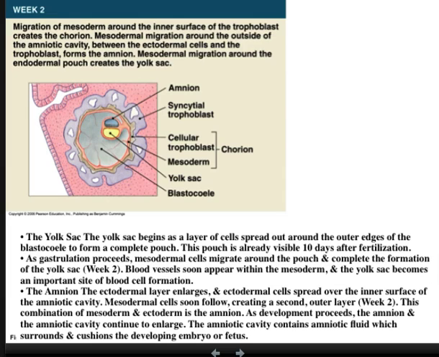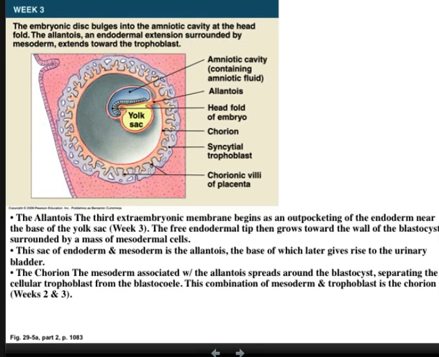As development proceeds, the amnion and the amniotic cavity get larger, and the amniotic cavity contains amniotic fluid which surrounds and cushions the developing embryo and fetus. In point of fact, it also contains cells that are sloughed off from the developing embryo, which can be karyotyped or used in PCR to look for defective genes or improper chromosome counts, and again, give the parents of that particular baby a chance to prepare for any eventuality that might come from these types of genetic defects.